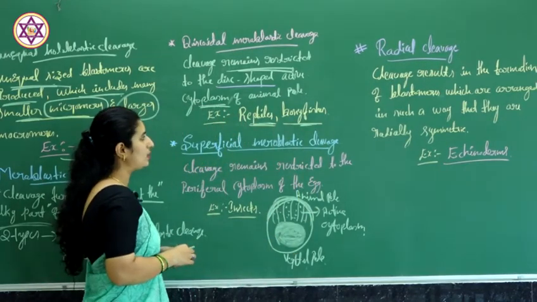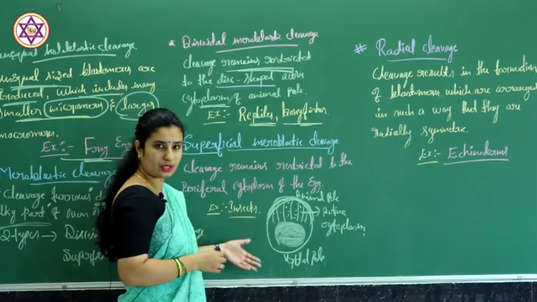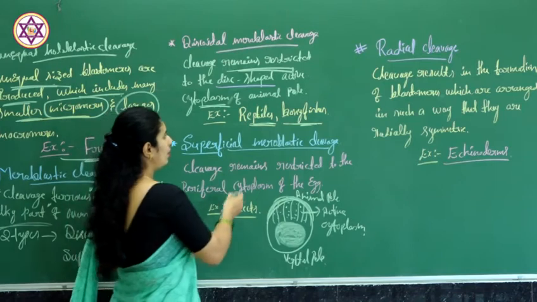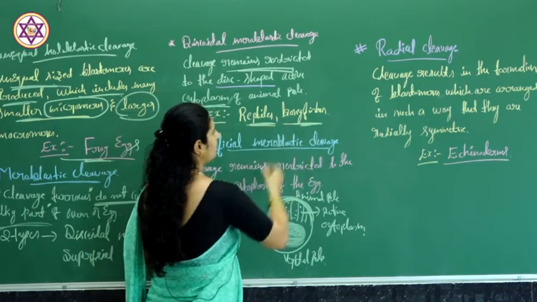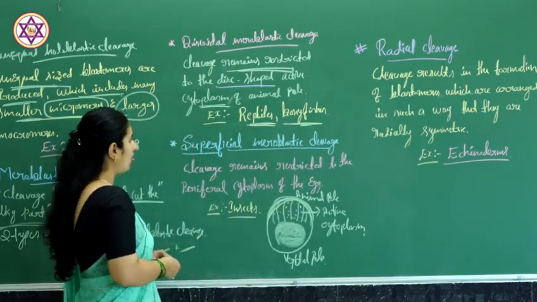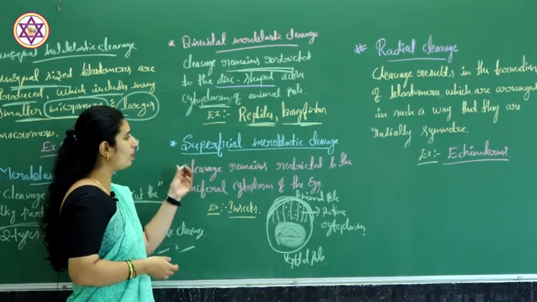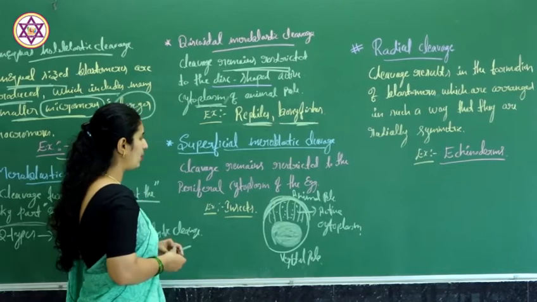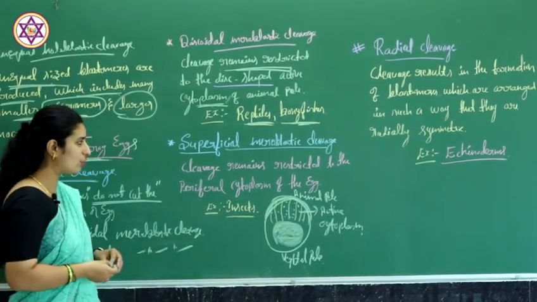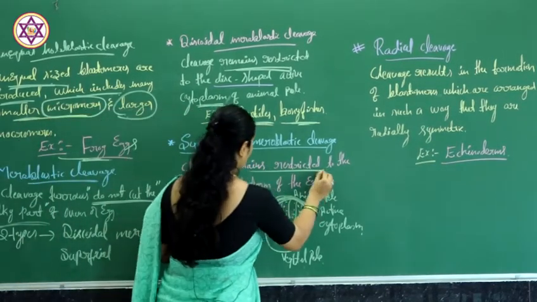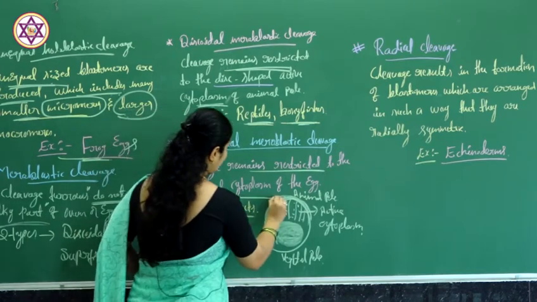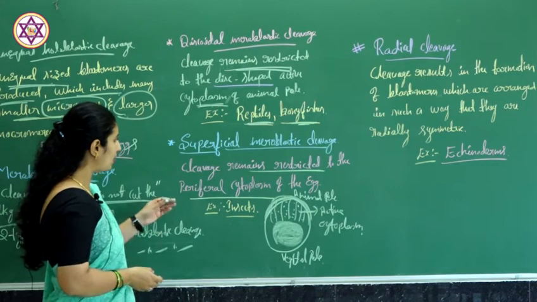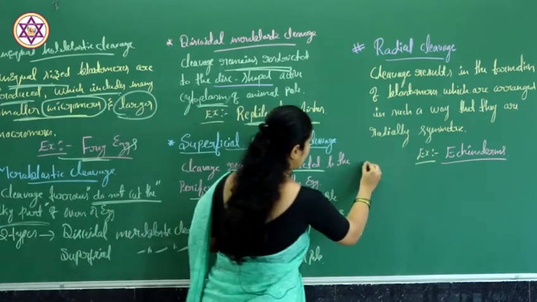We can see this discoidal meroblastic cleavage in some reptiles and some bony fishes. And the next one is superficial meroblastic cleavage. Superficial meroblastic cleavage means the cleavage remains restricted to the peripheral cytoplasm of the egg. Now consider this is an insect egg.